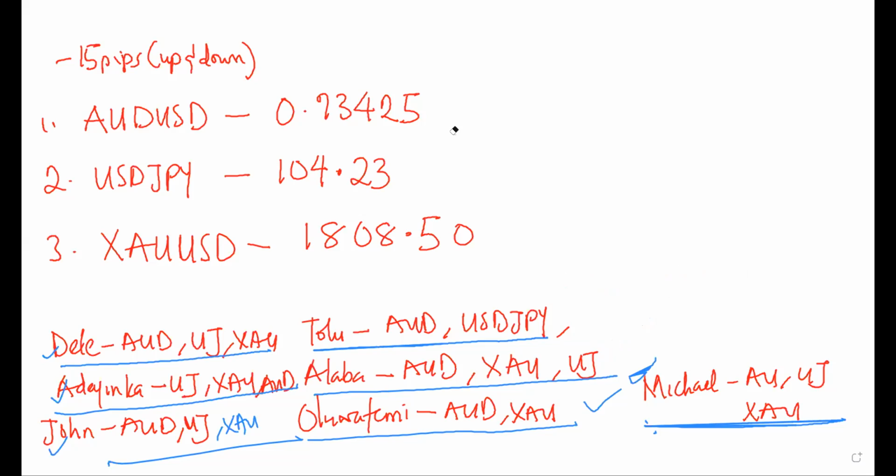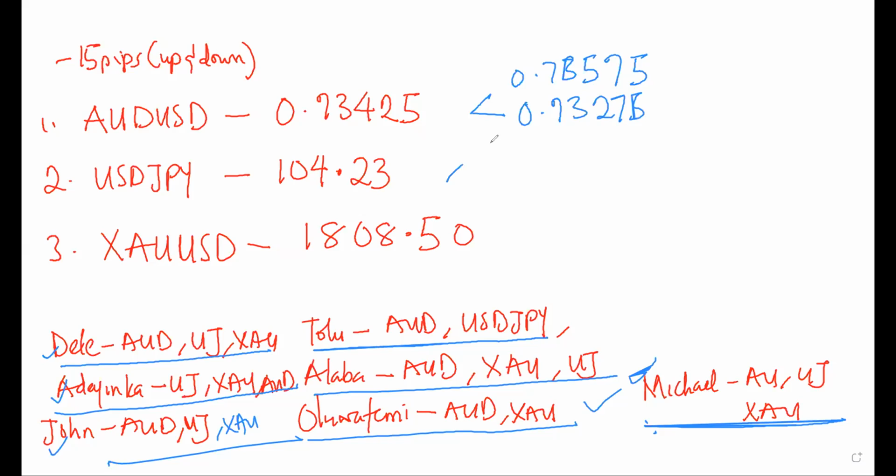Okay, so I can do it here. Now, AUD USD 15 pips up: I'm adding 15 to 42, so 0.73, 15, 5, 7, 5. Down is 0.73. What's 42 minus 15? 27, all right? So we have 0.73, 27.5.